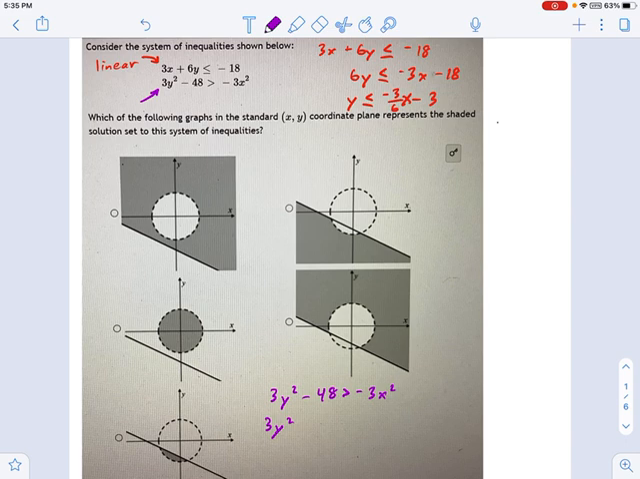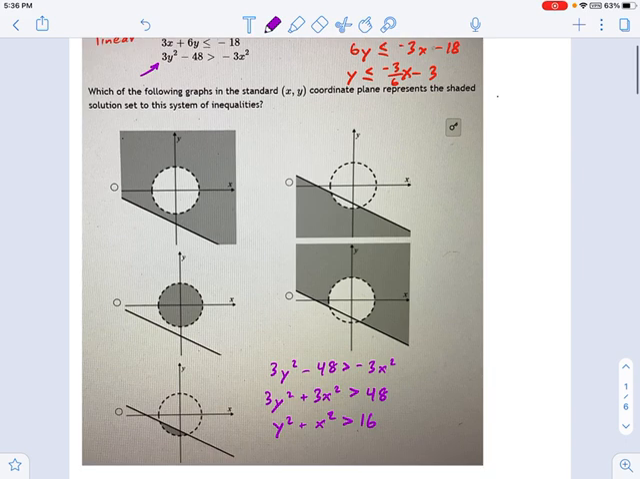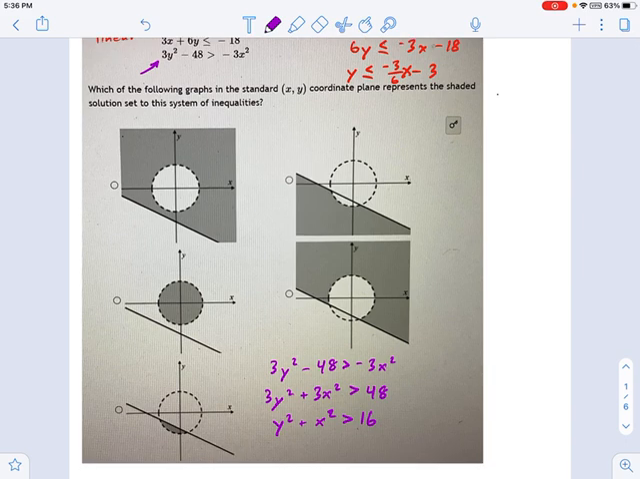We'll keep 3y squared. 3y squared plus 3x squared is greater than 48. Divide each side by 3, and I have y squared plus x squared is greater than 16. Now, if you remember anything about circles, it should be this formula, which is y minus k squared plus x minus h squared equals r squared. That's the formula of a circle.